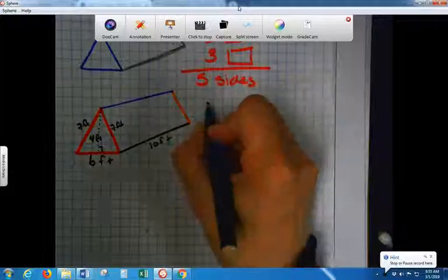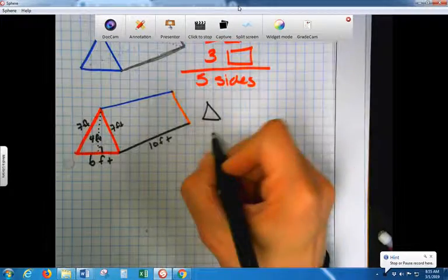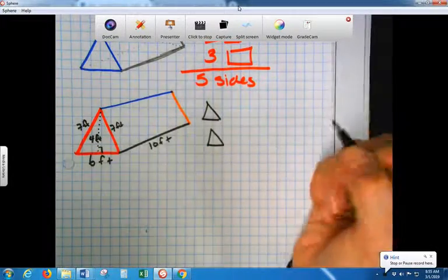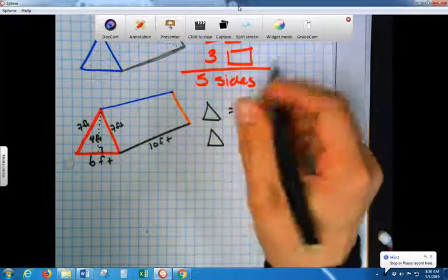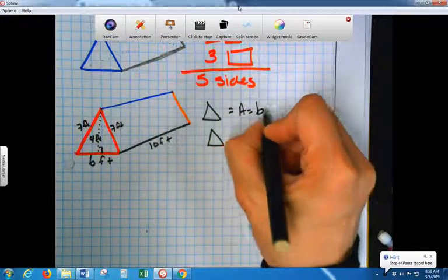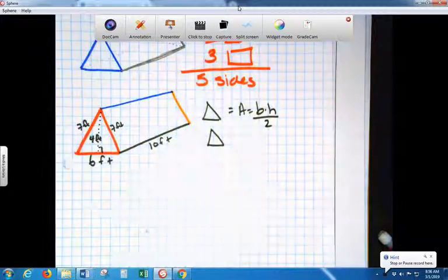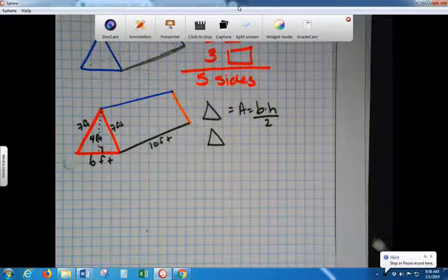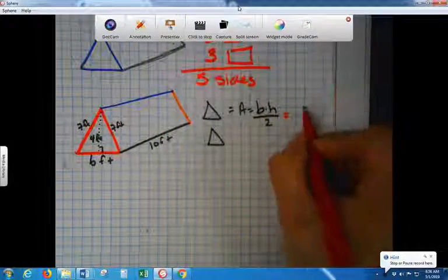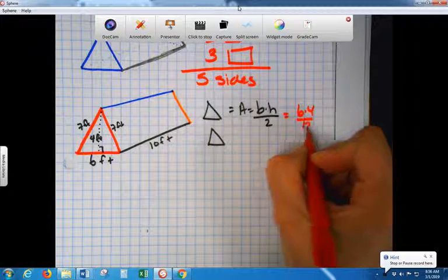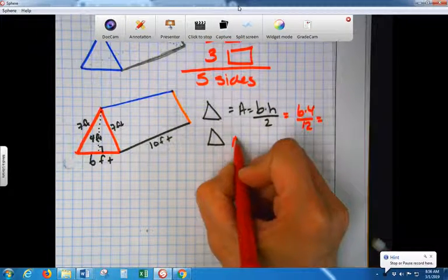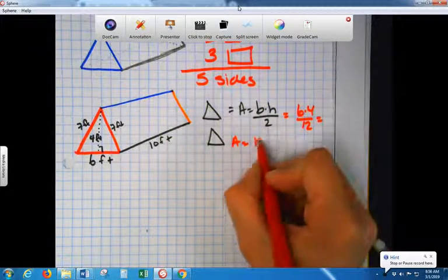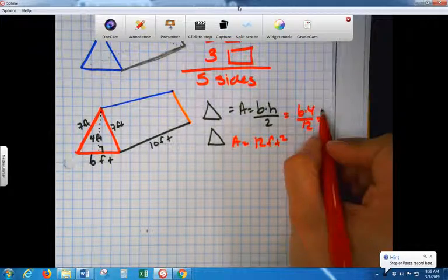Okay, let's do the 2 triangles. Now, do you think the 2 triangles have the same area? Yes. Okay, to find the area of a triangle, we do base times height divided by 2. Alright, plug in your numbers for the base and the height of your triangle. So what is the area of our triangle? 12 feet squared, and this one's 12 feet squared.